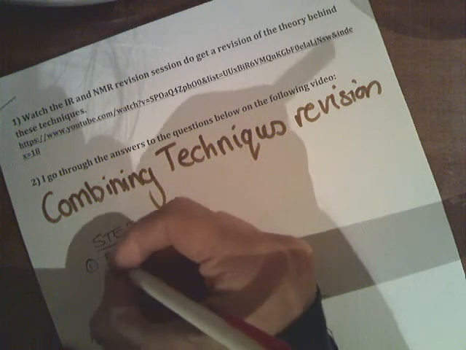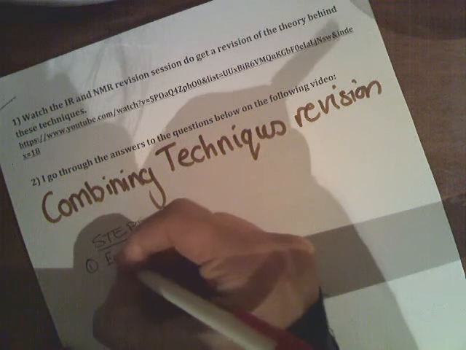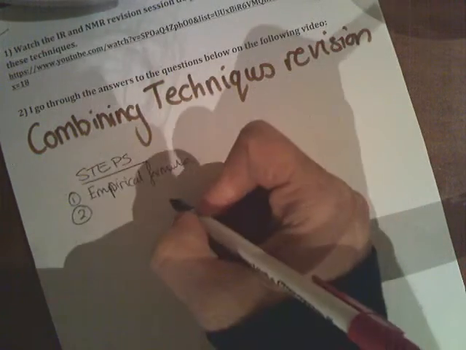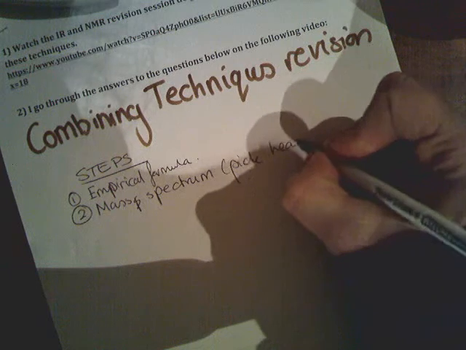So sometimes you're given an empirical formula. Sometimes you need to work it out, and you guys should know how to do that. Anyway, the second step is to look at your mass spectrum. And what you do is you pick the heaviest ion.